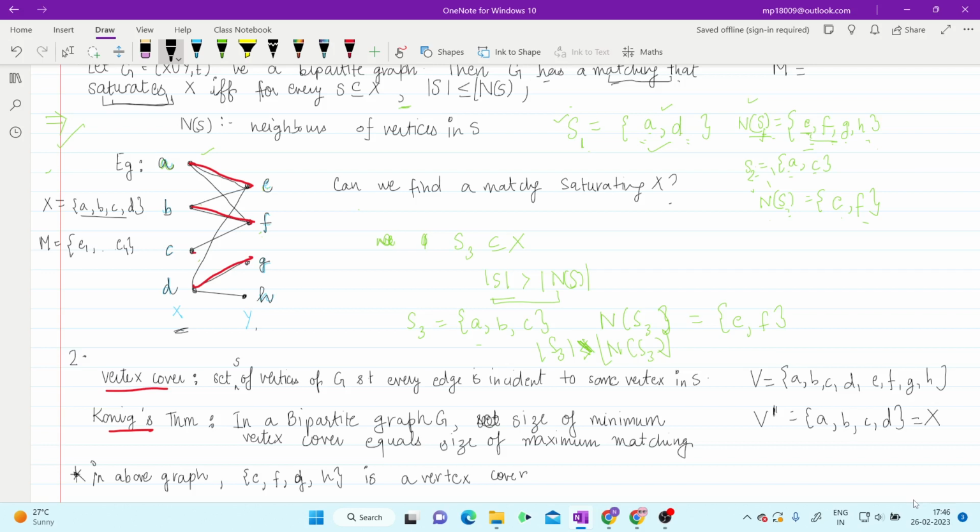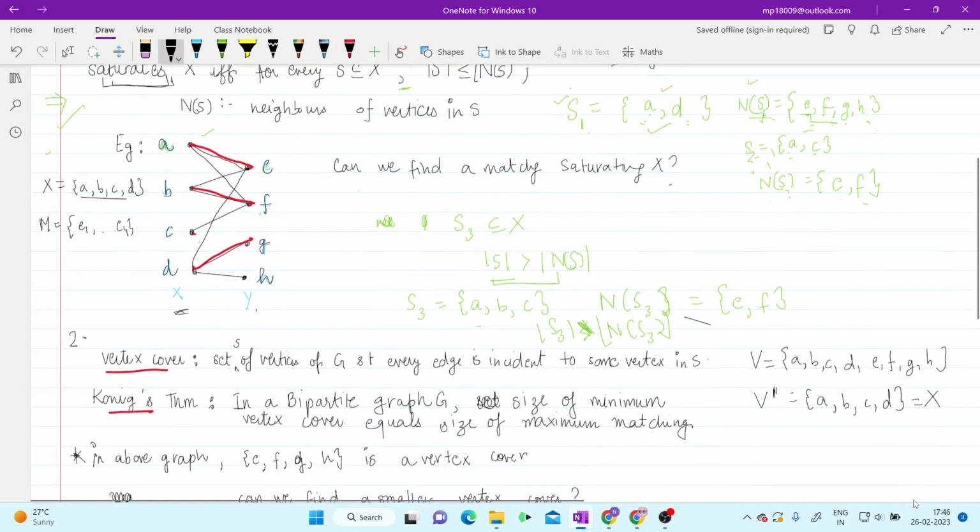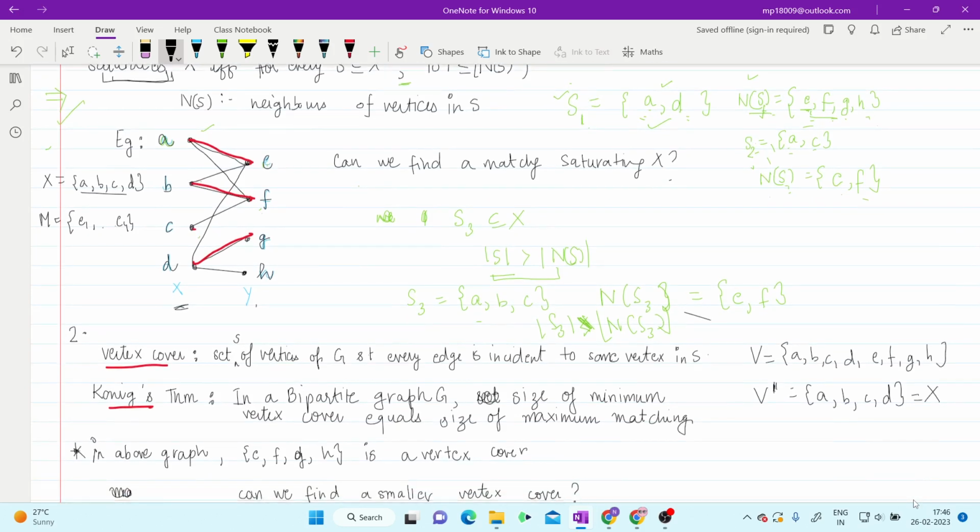Now, can you give me a vertex cover which is a subset of Y? Or no, sorry, not Y, any vertex. Is there any vertex cover other than V, X and Y? So we have found three vertex covers, V, X and Y. Is there any other? See, in this, EFGH is a vertex cover.